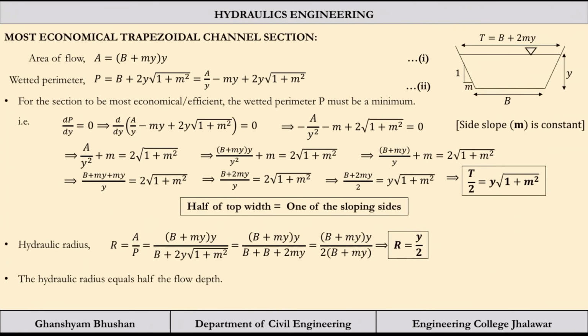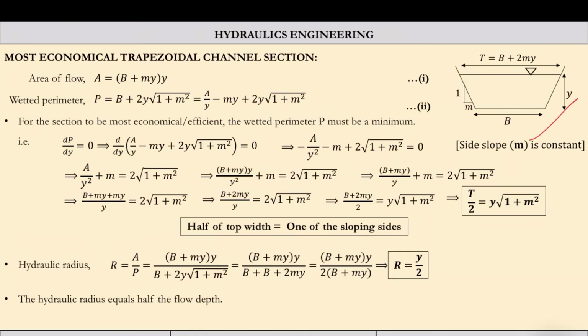So let us move to our next section, that is the most economical trapezoidal channel section. We could have done it by first calculating this value, but it is okay. First, the area of flow will be b plus my into y. Slope is 1:m. Perimeter, all the things we have calculated. Now we have eliminated b. Now here you can see m and y, two parameters, are there.